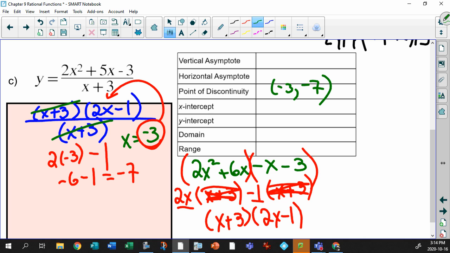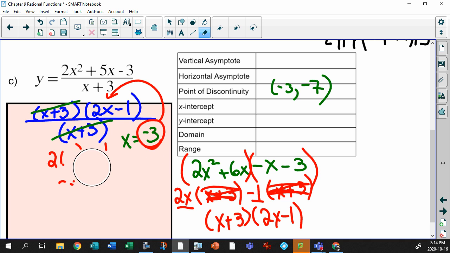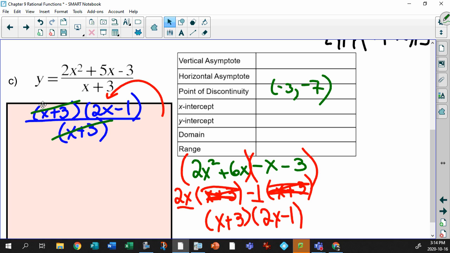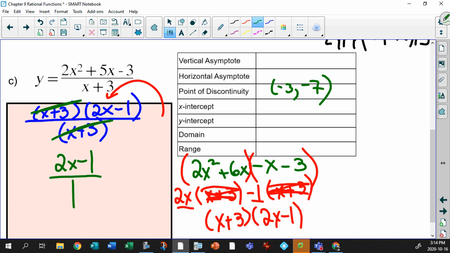There it is. Okay, now, here's something that you don't realize, though. I'm just going to erase this again, because we're done with point of discontinuity. But look what we got left. We're only left with 2x minus 1. Interesting. Now, let's talk about the vertical asymptotes. Well, you cancel this out. There are none. But wait a second. Isn't this over 1? Yeah.